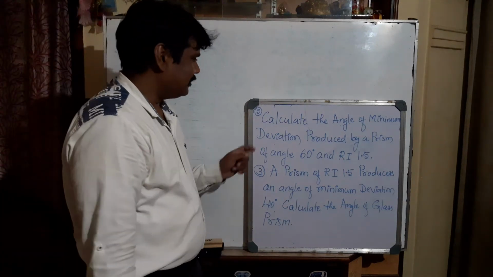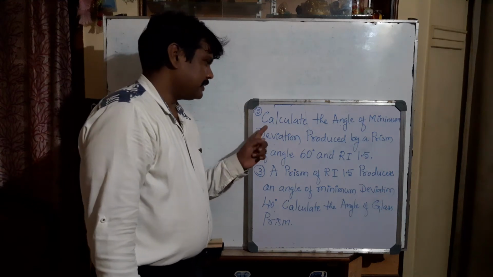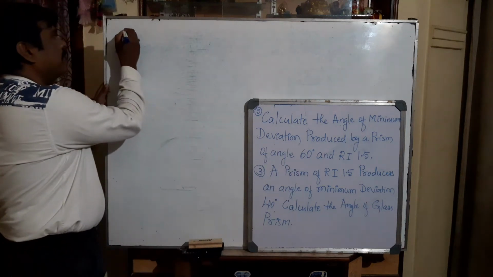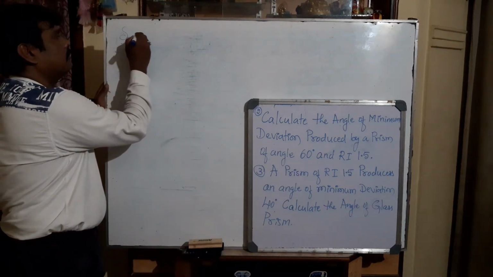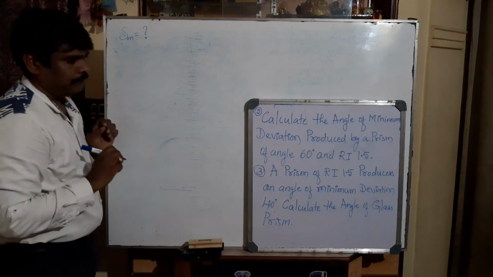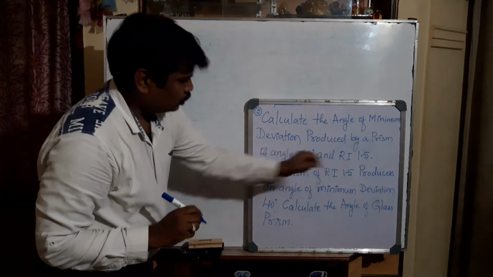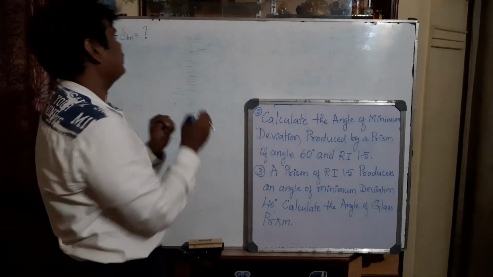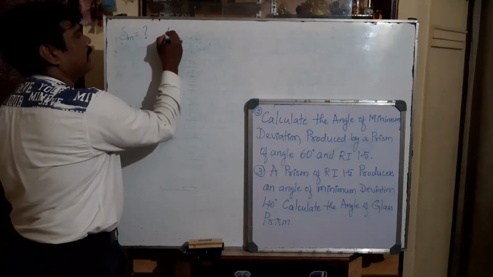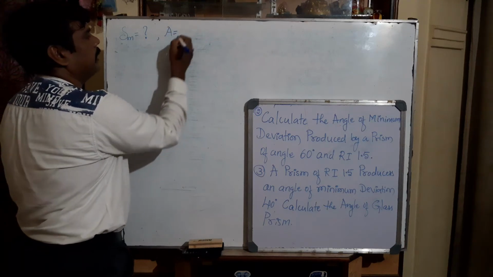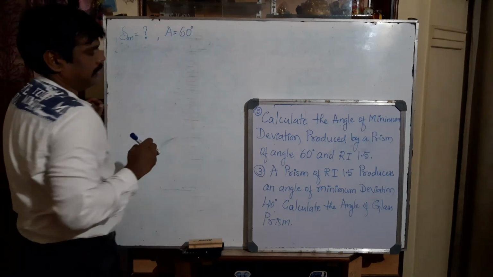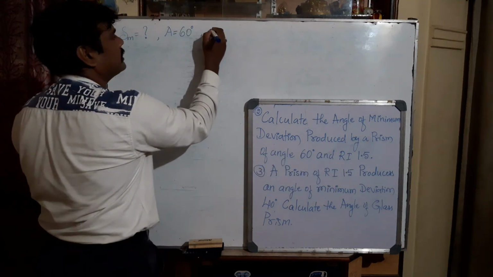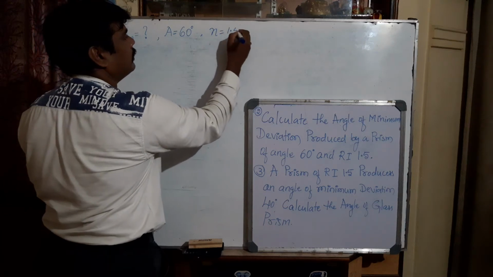Okay, let us move on to the second problem here. See, in the second problem, calculate the angle of minimum deviation. So what we have to calculate? Angle of minimum deviation, delta m. The other two quantities are given. Deviation produced by a prism of angle 60 degree. Angle of the prism is represented by A. How much is given? 60 degree. And refractive index n is equal to 1.5.